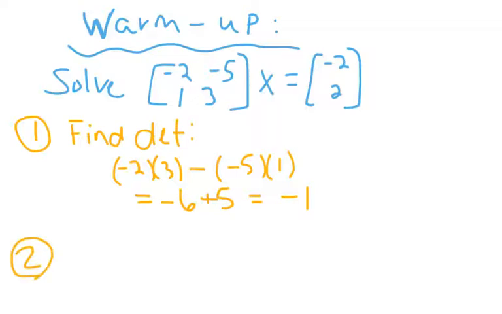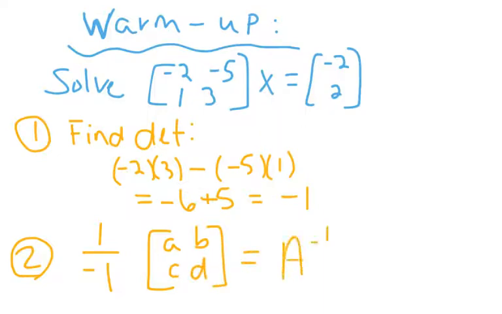Step 2 in solving this is to take 1 divided by our determinant, and multiply it by the inverse format. Here's the standard form of a matrix. For an inverse, I want to switch D and A, and then make B and C negatives. So that's our goal.